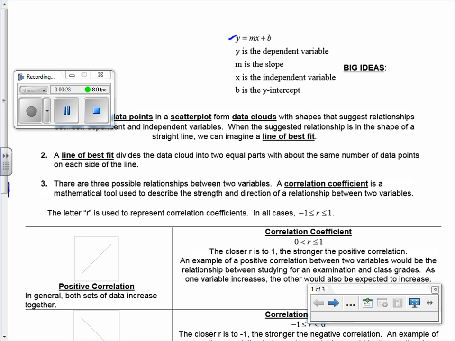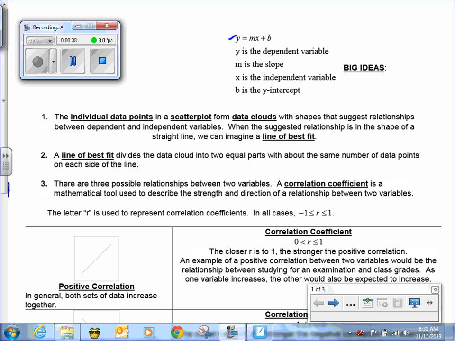So first and foremost, we want to remember our slope-intercept form, y equals mx plus b. Y is the dependent variable. We need to recall that. M is our slope, and x is the independent variable, and b, of course, is the y-intercept.